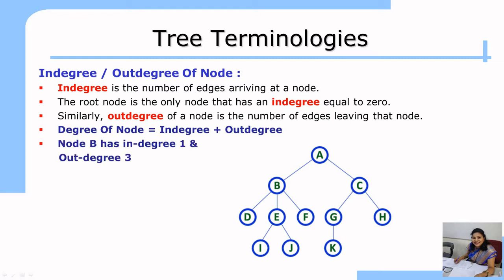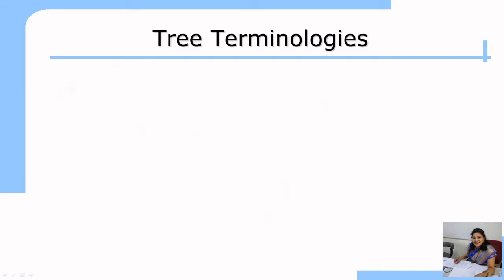Take an example of B. B has an incoming edge, so B has in degree 1, whereas out degree means number of children. The number of children is 3. Outgoing edges are 3, so B has out degree 3. So the total degree of B is 1, 2, 3 and 4.